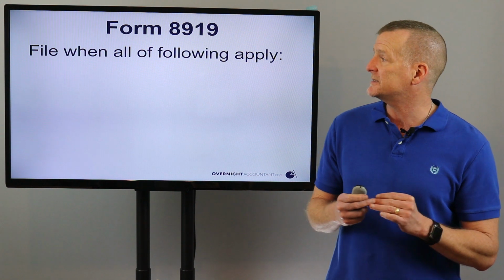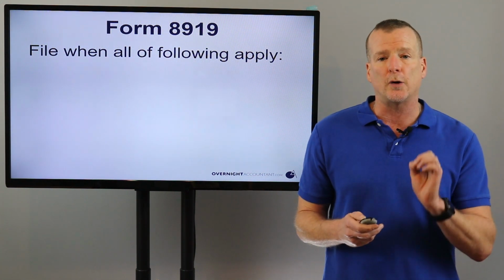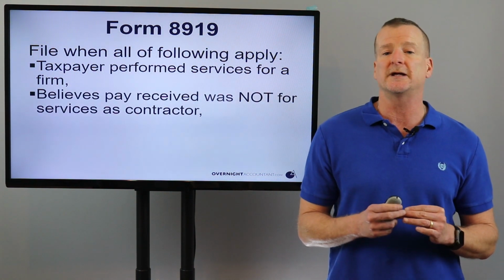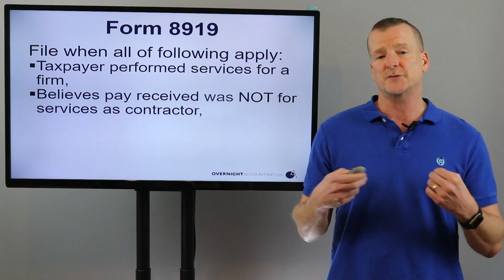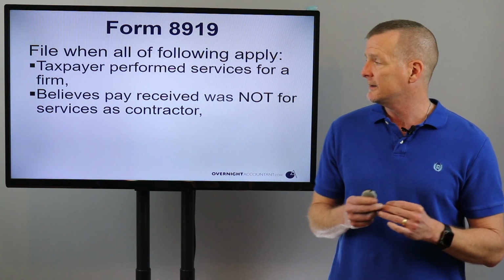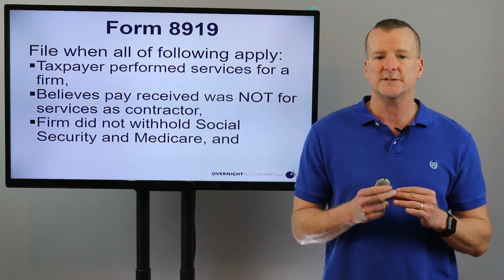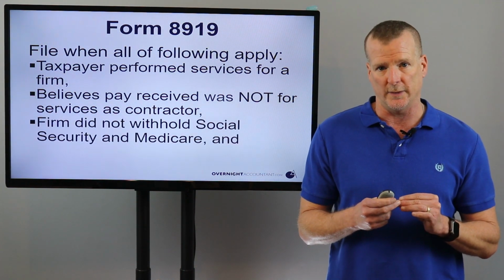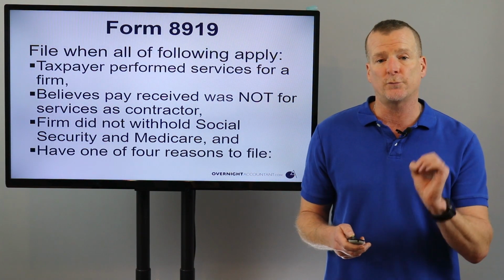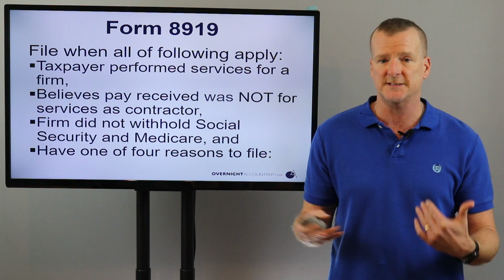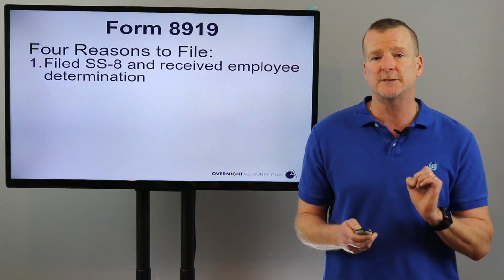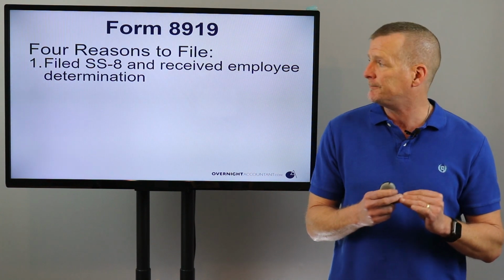Now, the Form 8919, they can file it when all of the following apply. Basically, the taxpayer performs services for a business or a firm. They believe they're not a contractor. They were treated as a contractor, but believe they're not a contractor for purposes of Social Security and Medicare. They believe they're an employee, in other words, and the firm did not withhold as though they were an employee. So they file Form 8919 under these 3 factors, and there's also a 4th one, which actually has one of 4 sub-reasons, and we'll discuss that now. One of these other 4 reasons needs to apply to file Form 8919.